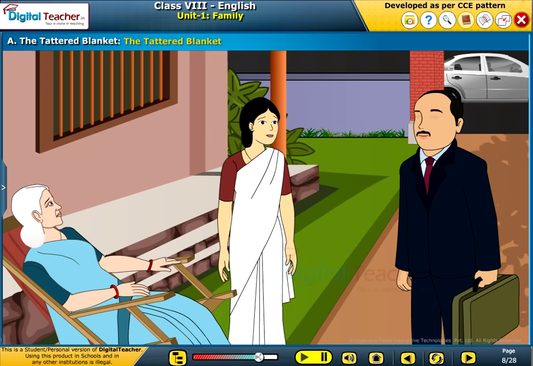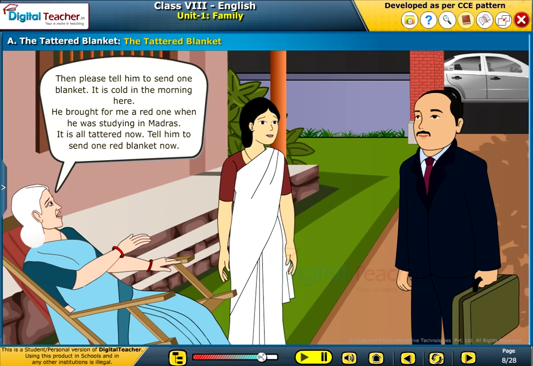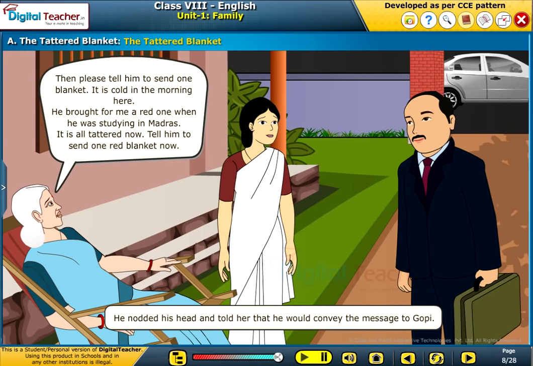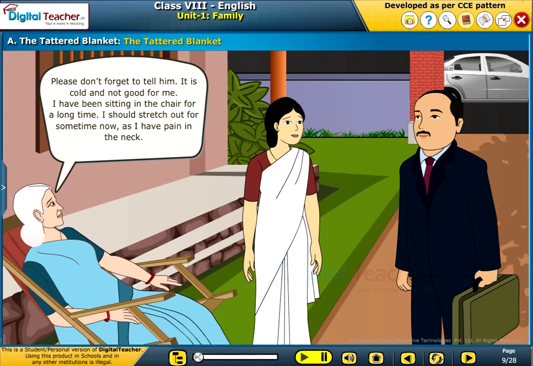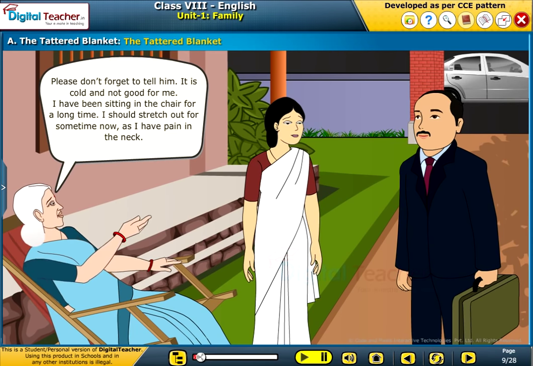Yes, I know him. Then please tell him to send one blanket. It is cold in the morning here. He brought for me a red one when he was studying in Madras. It is all tattered now. Tell him to send one red blanket now. He nodded his head and told her that he would convey the message to Gopi. Please don't forget to tell him. It is cold and not good for me. I have been sitting in the chair for a long time. I should stretch out for some time now, as I have pain in the neck.